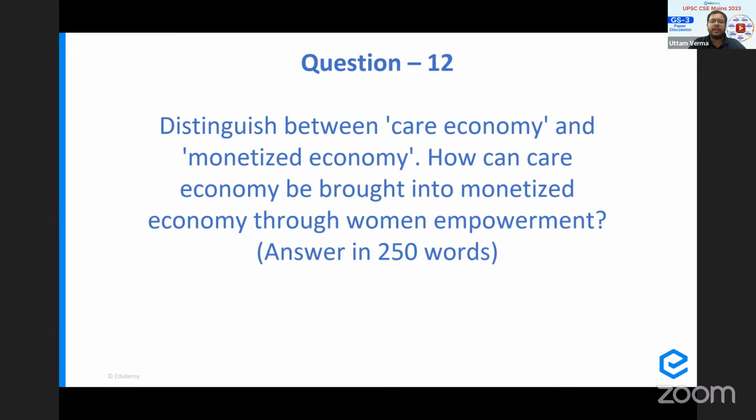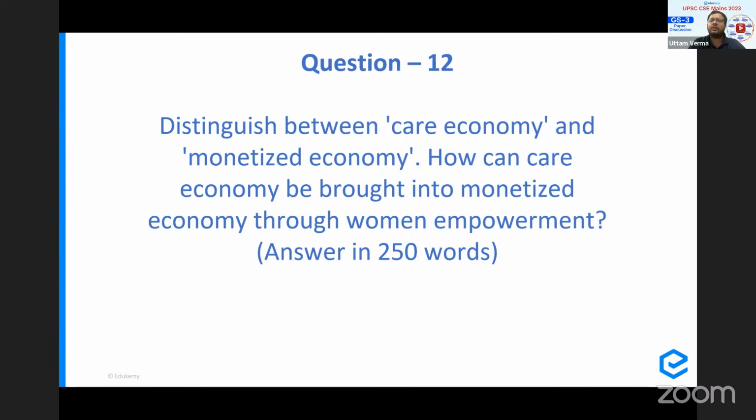Then we can also use self-help groups that run community kitchens, for example Kudumbashree. The role of Kudumbashree in empowering women. We can also use them in the monetized economy in midday meal centers. And we can also use skilling schemes. For example, Pradhan Mantri Kaushal Vikas Yojana promotes skilling.